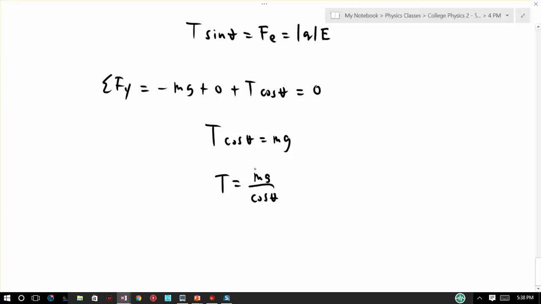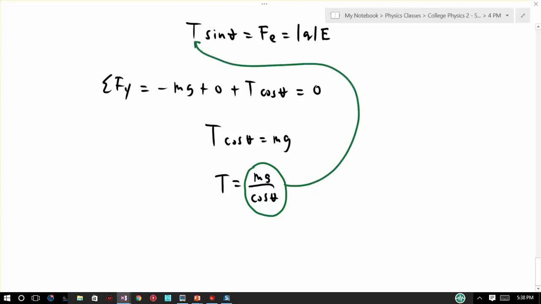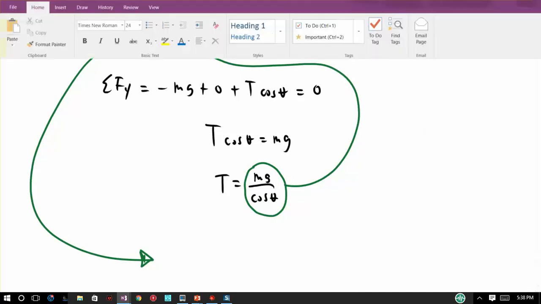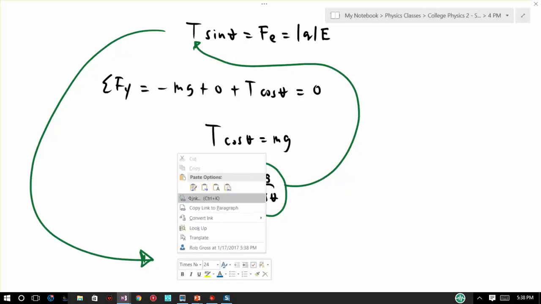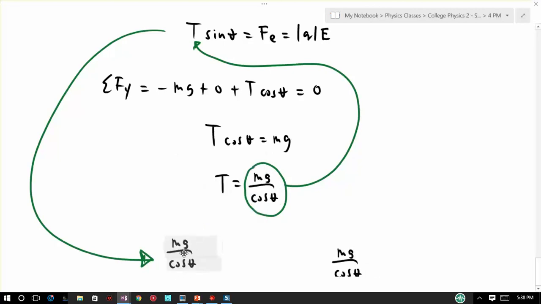And that eliminates T, which is what we want to do. We want to get rid of T so that we only have theta left, right? This is exactly what I did last week, right? You take that T, you plug it into the x equation, and you see what you get, right? So instead of writing T, I'm going to write this, times sine theta, right, because there's a sine theta there, don't forget that, is equal to QE, right?